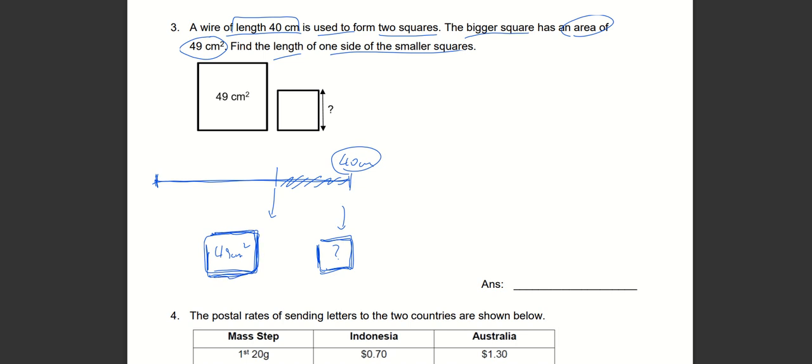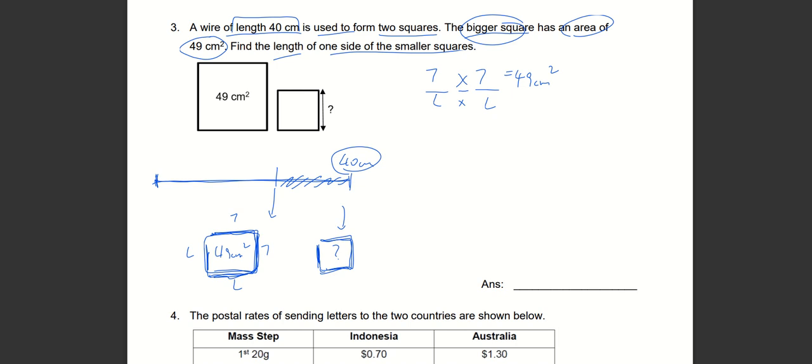So in this case, I have the bigger square as the clue. So I have to figure out what are the two numbers that when I multiply together, it will give me 49 square centimeters as its area, because area is length multiplied by length, or length times breadth for a square. So in this case, you should be able to get that is 7. So I have 7 and 7.